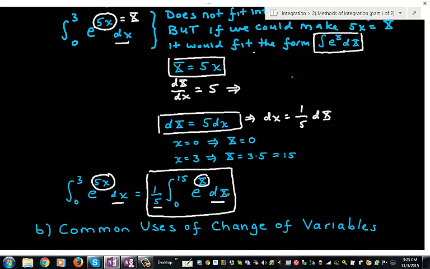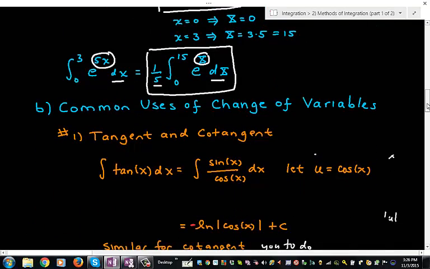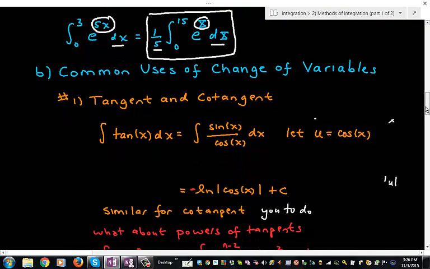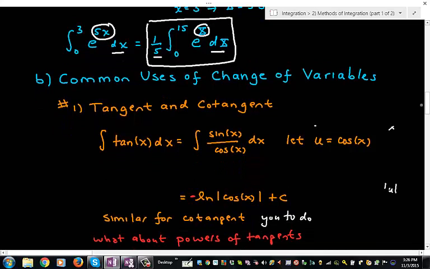Now sometimes it's a little more subtle. I'm going to show you some examples where you have to be a little more clever, but that's often what's behind change of variables. So let's go ahead and look at some common integrals we can do using the change of variables approach. First of all, if I look at integrating tangents and cotangents, let's start with tangent.